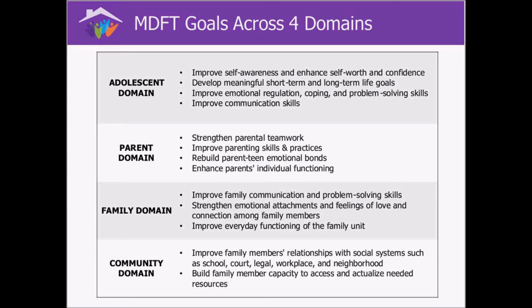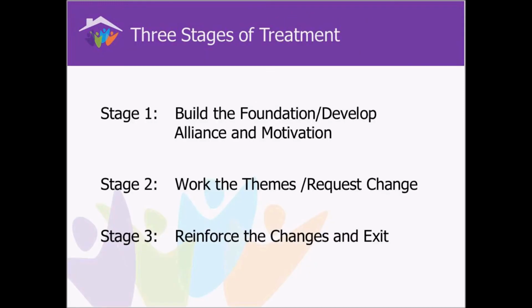We improve family members' relationships with important social systems such as school, court, legal, workplace, and community, and build their capacity to access services and advocate for themselves. Now, not every family needs everything, and again, it's very individualized, but this is in general where we're going to go in MDFT. And I'll talk more about that.